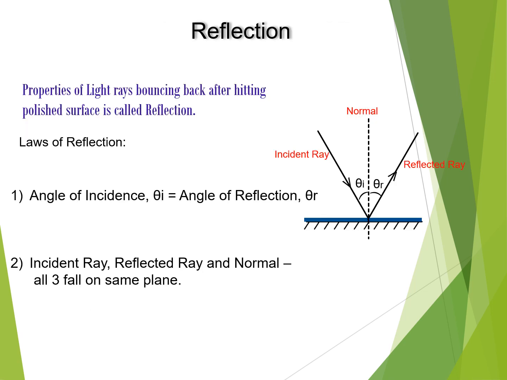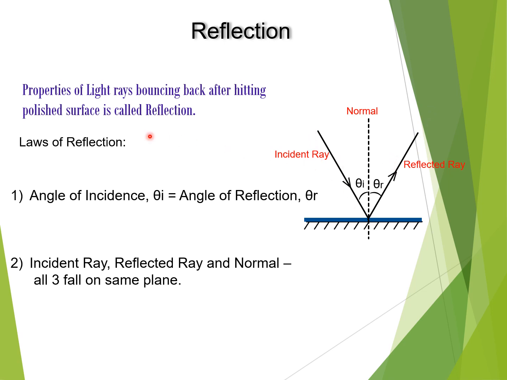What is reflection? Very simple. The property of light rays bouncing back after hitting the polished surface of a mirror is called reflection. So this is the incident ray, which is hitting the polished surface of the mirror and bouncing back. This is called the reflected ray. This is called the incident ray.